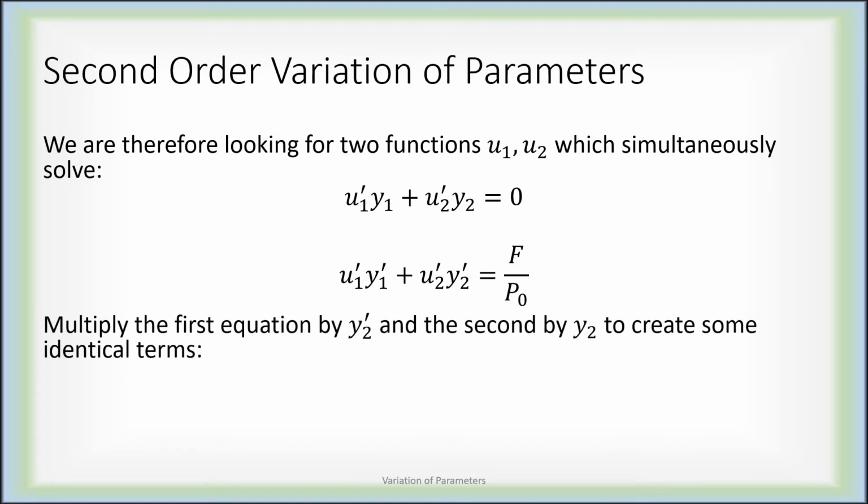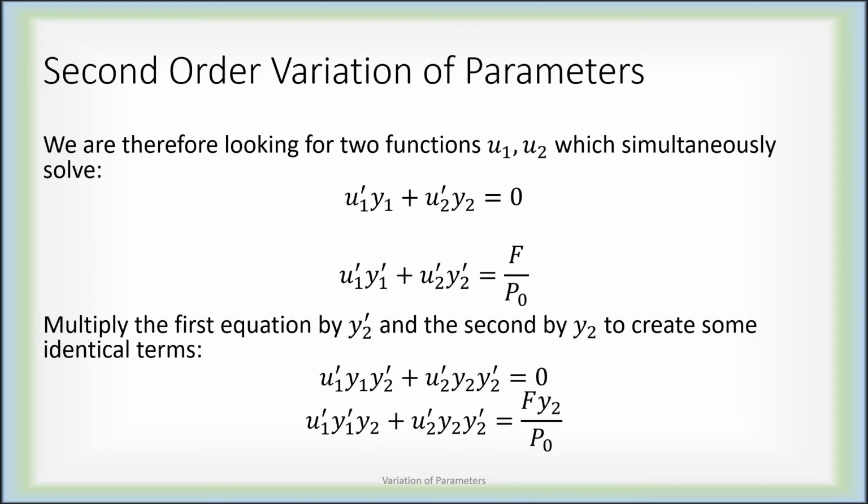If we multiply the first equation by y2 prime and the second equation by y2, this equation now has a y2 prime here, and this has a y2, so these two terms can now match up, and I can combine these equations in a creative way. Okay, so here's my first equation multiplied by y2 prime. Here's my second equation multiplied by y2. I can take the difference of these two equations.